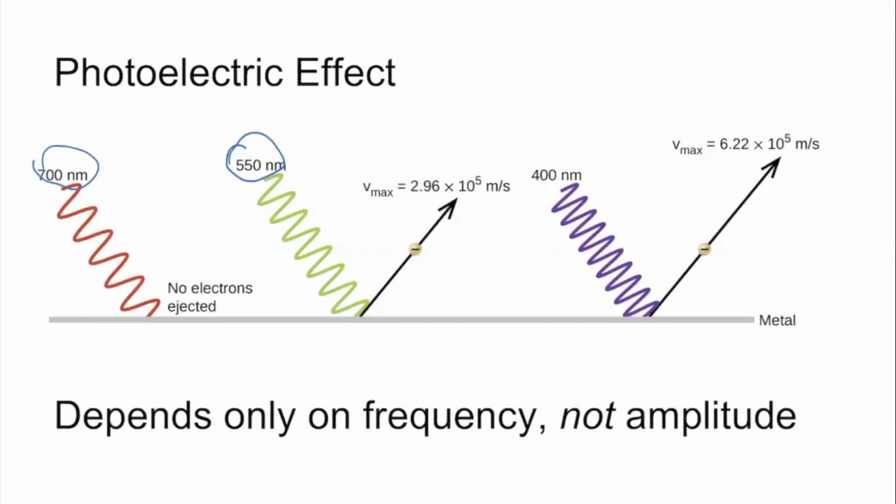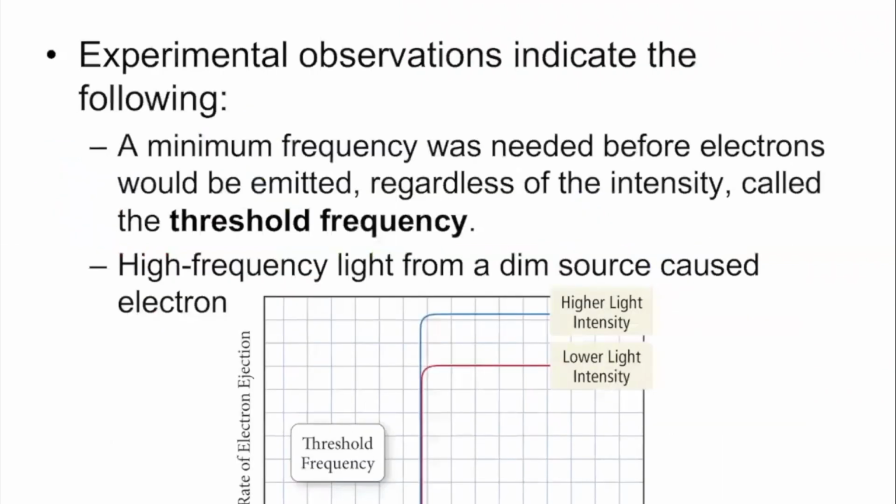So basically they said, no, it doesn't depend on amplitude, it depends on frequency. Furthermore, they realized that there was what's called a threshold: every metal, whatever you were shining on, had to have a specific frequency.